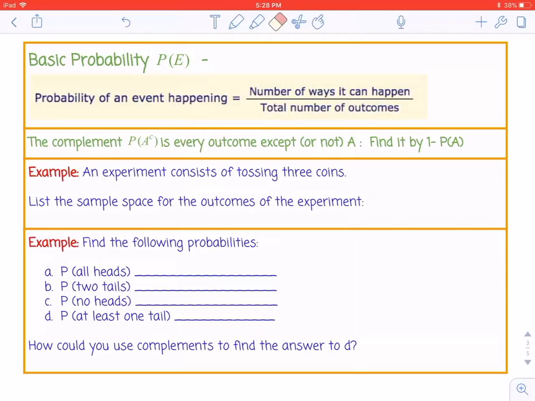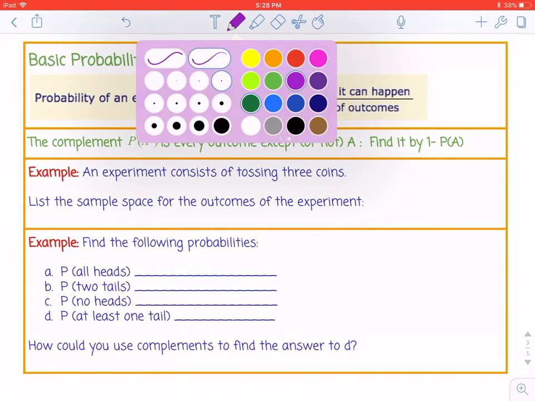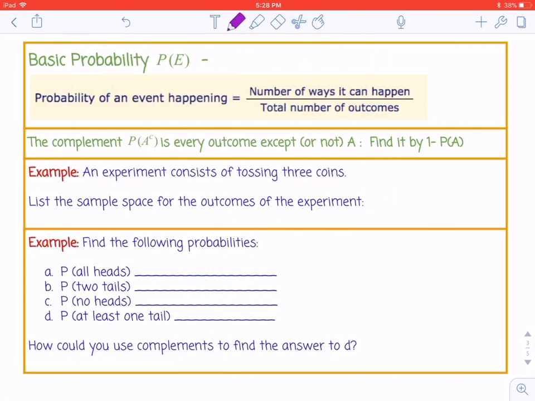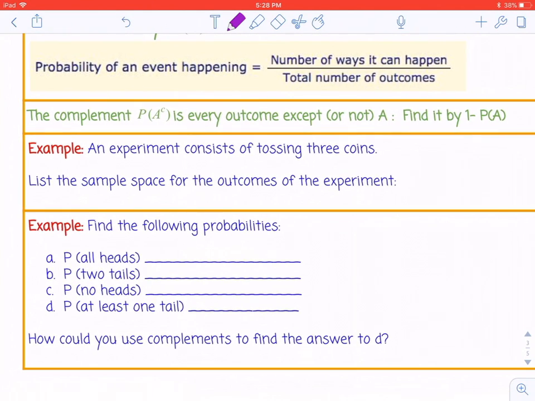In this video, we're going to talk about basic probability. So the probability of an event happening is the number of ways it can happen divided by the total number of possible outcomes. So let's look at our first example. An experiment consists of tossing 3 coins. List the sample space for the outcomes of this experiment.